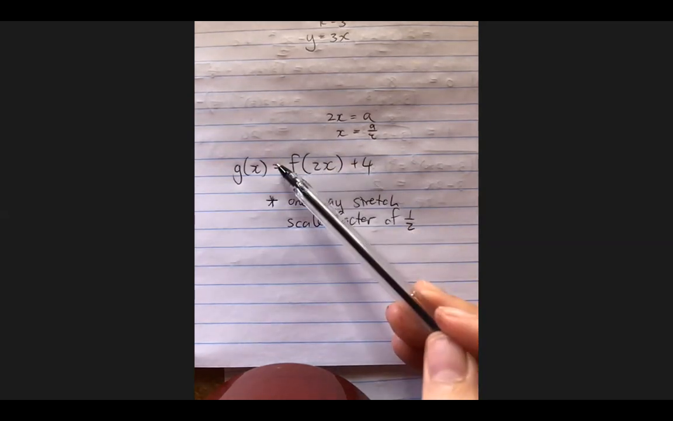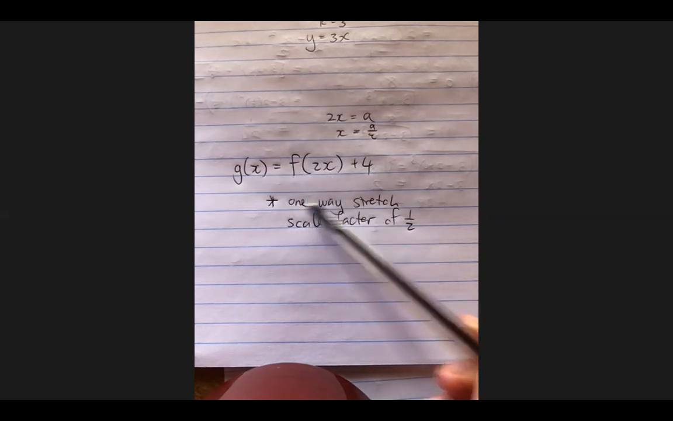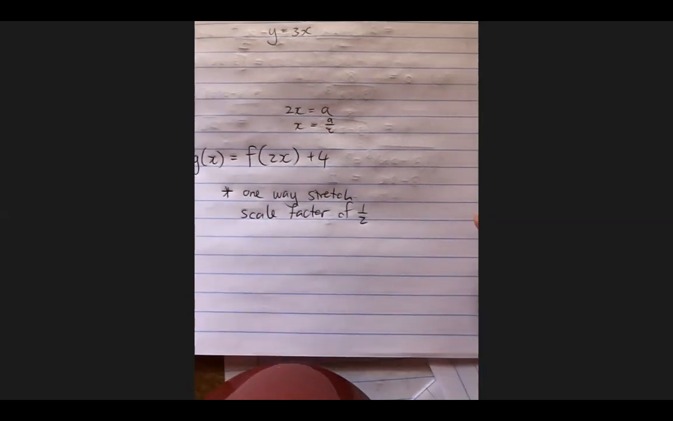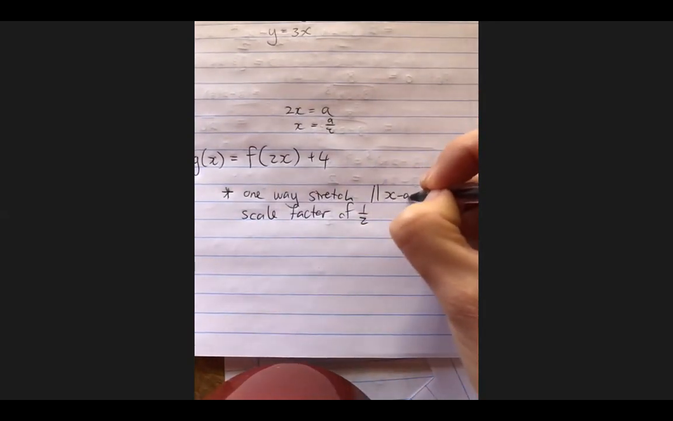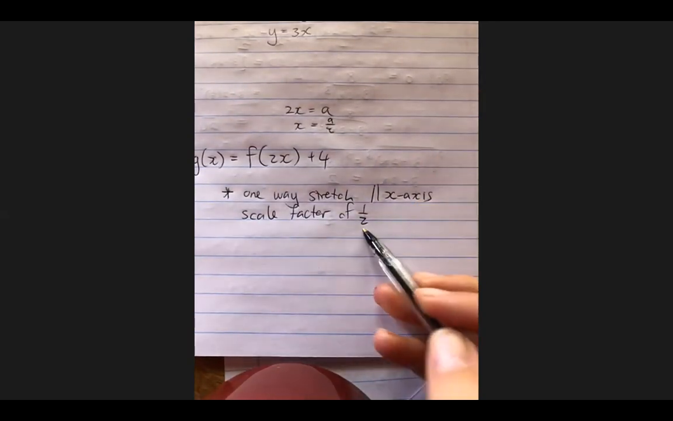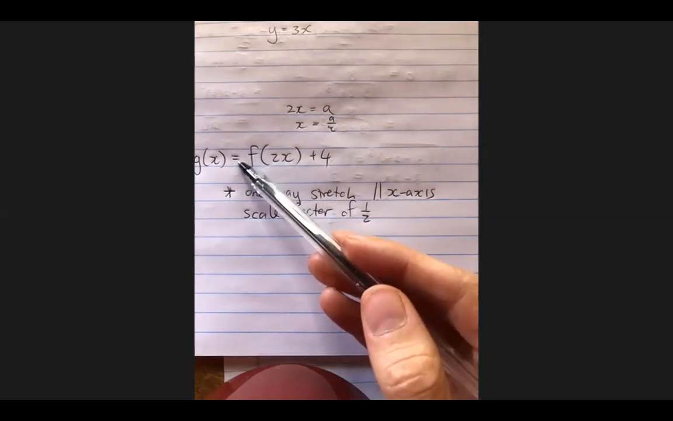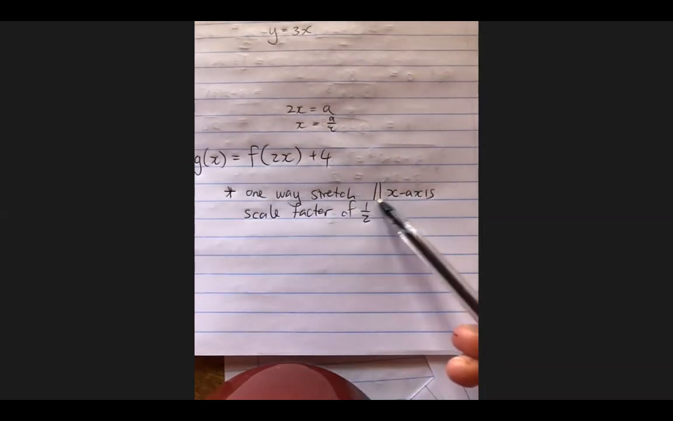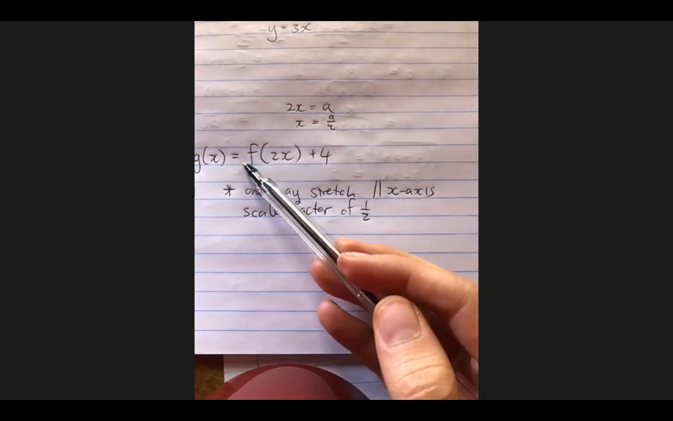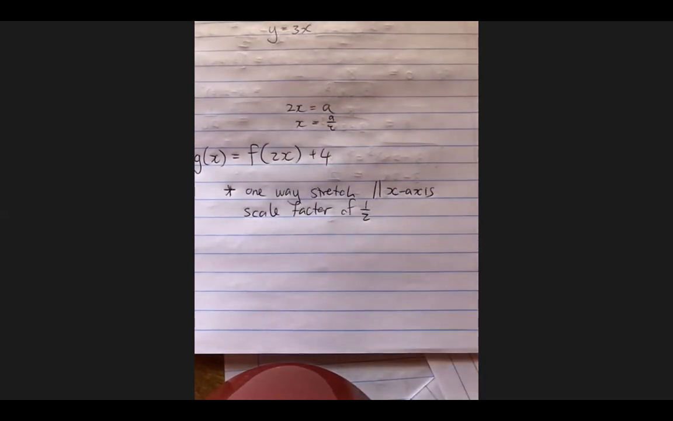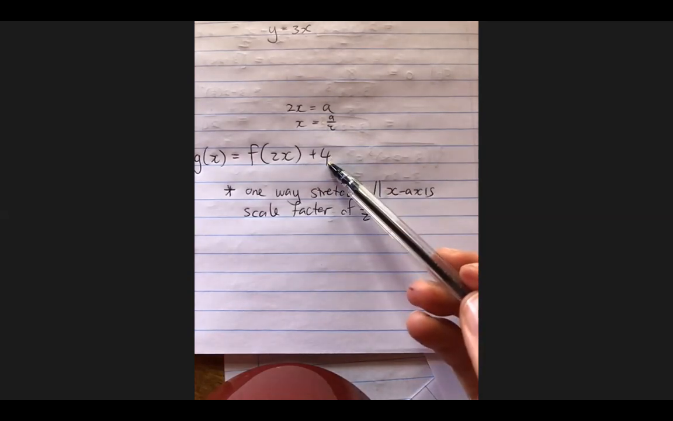If there was a 2 in front, it would be one-way stretch for the y. That's also something we actually need to say. One-way stretch, parallel x-axis, scale factor of a half. If there was a 2 in front here, you would say one-way stretch parallel to y-axis, scale factor, and then it would be proper 2. It's only the x that's funny. Okay, another thing that I want you to see is this plus 4 happens after everything.